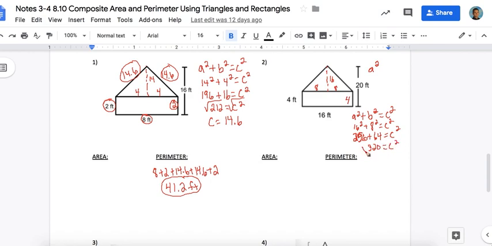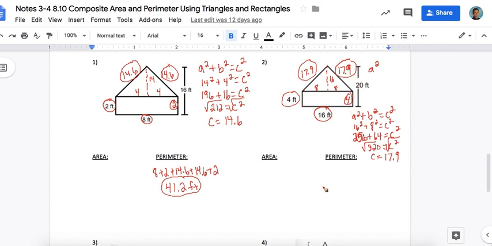And the opposite of squaring something is taking the square root. And the square root of 320 to the nearest tenth is 17.9. So I'm going to fill in this as 17.9, and this is 17.9. Okay, I'm going to count up my sides. So we're going to start here, 16 plus 4 plus 17.9 plus 17.9 plus 4. Remember, there's 5 sides on the outside here. 1, 2, 3, 4, 5.